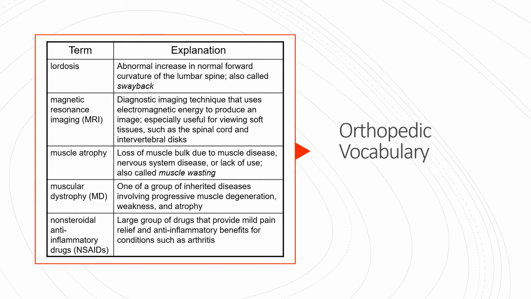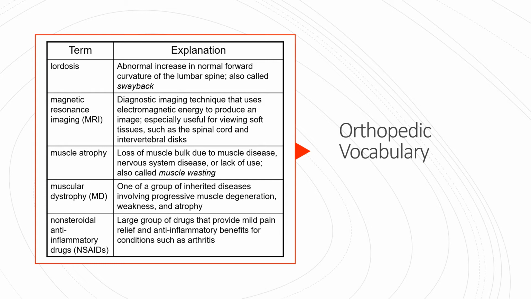Muscle atrophy is a loss of muscle bulk due to muscle disease, a nervous system disease, or lack of use. This is also called muscle wasting. Muscular dystrophy is one of a group of inherited diseases involving progressive muscle degeneration, weakness, and atrophy, and it can be abbreviated MD.